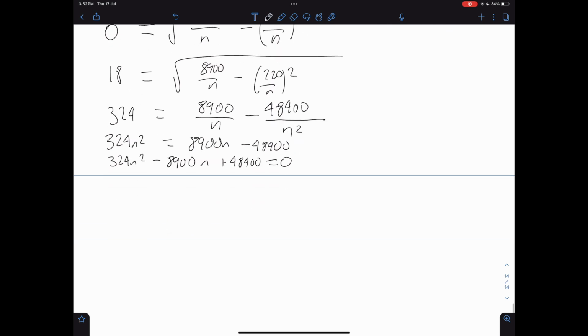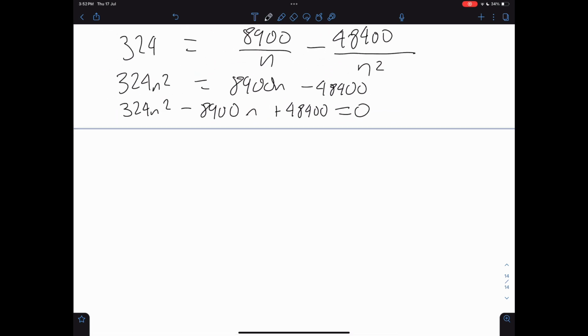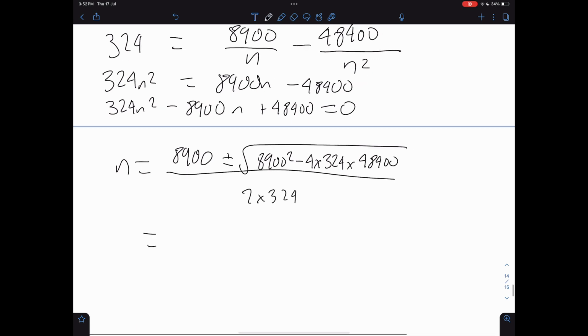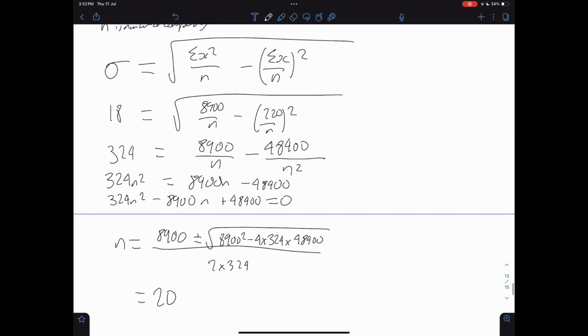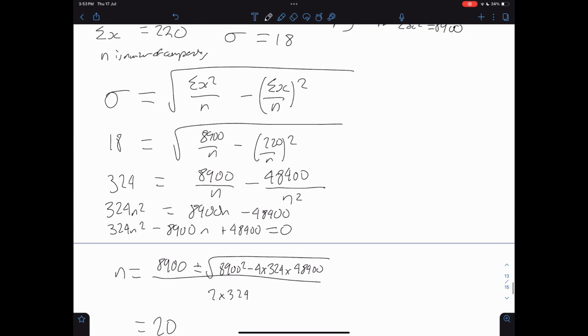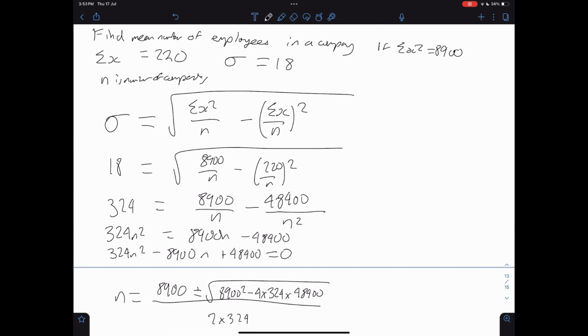It may just be worthwhile to just instantly move to the quadratic formula, so n will equal minus b plus or minus the square root of b squared minus 4 times a times c, all divided by 2 times a. That gives us 20. So then we can go sum of x over n, 220 over 20 equals 11. So that's an example of the rearrangement you need to do.